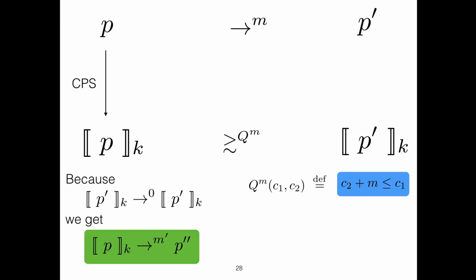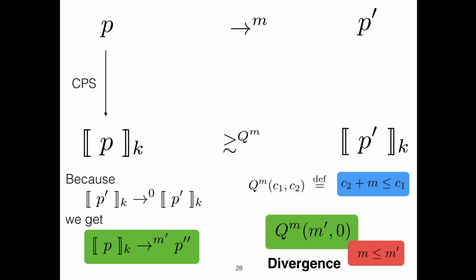Therefore, because the translation of P prime steps to itself with 0 steps, from the definition of the logical relation, we get that the translation of P steps to a program P double prime with m prime steps. Because Q to the m holds on m prime and 0, we derive that m prime is at least as large as m. This implies divergence preservation, as the number of the target steps will be at least as many as the number of the source steps.